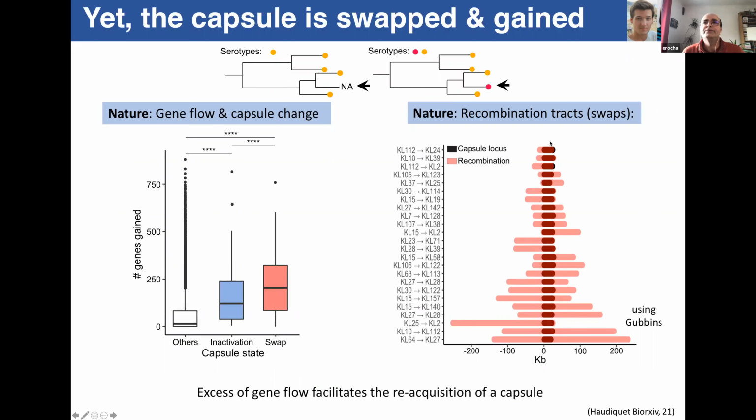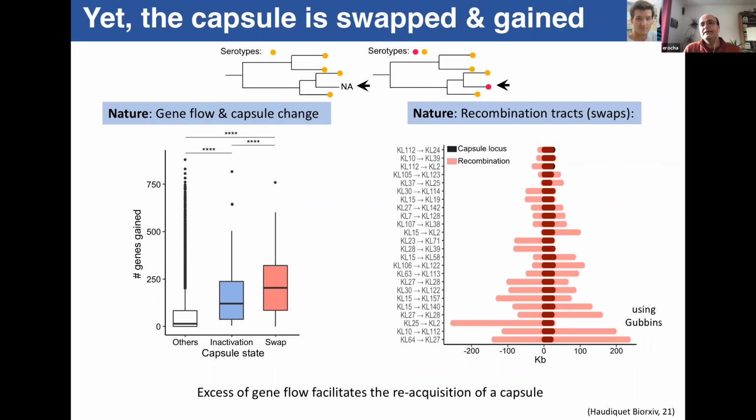The results are here. For 24 of the 25 clones where we had a swap, we could identify a clear, large recombination tract. The capsule locus is indicated in black in my figure, and I center my figure on the capsule locus. You see that the recombination tracts are sometimes about 20 to 50 kb, but often they're much larger, and some of the very large recombination tracts are more than 300 kb. So this means that in one single recombination event, more than 5% of the genome was swapped by DNA that came from the outside.